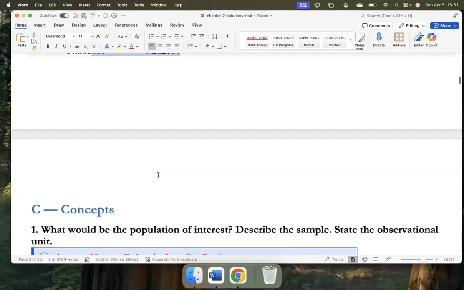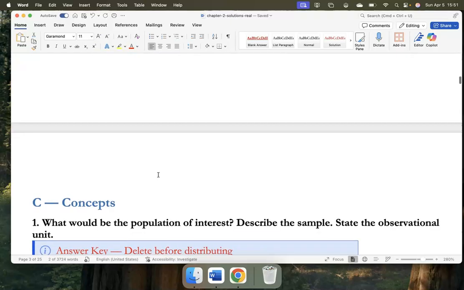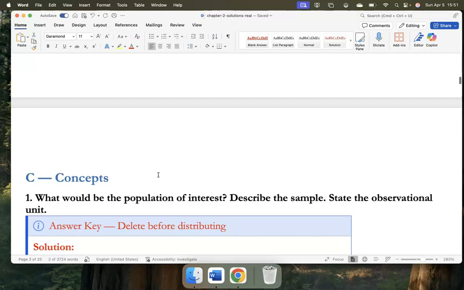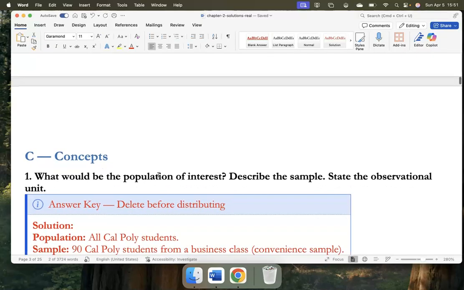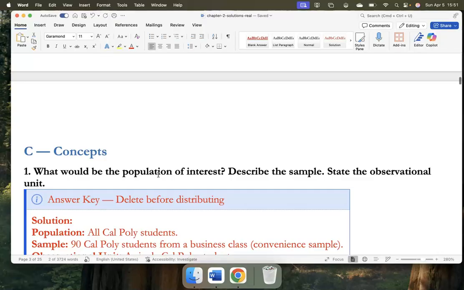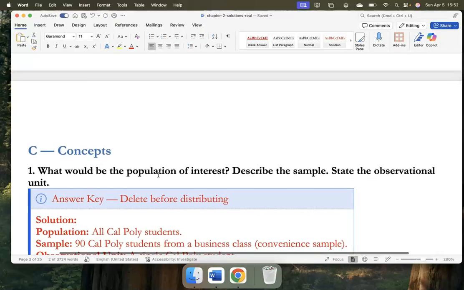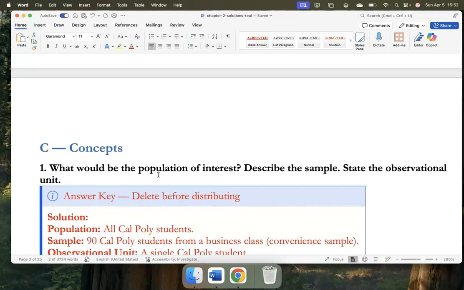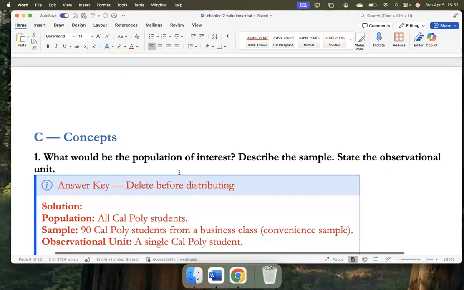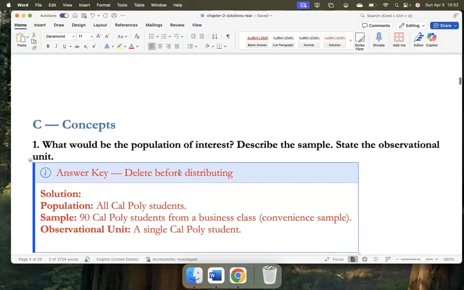What's the PSO: population of interest, the sample, and the observational unit? The population of interest is all Cal Poly students. The sample is the 90 students from our business class. They are a convenient sample, yes, but I randomly assigned students to either treatment, so it's important to note that. And last but not least, a Cal Poly student is the observational unit.